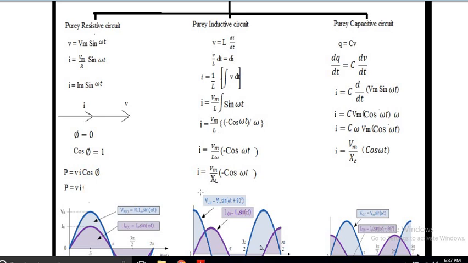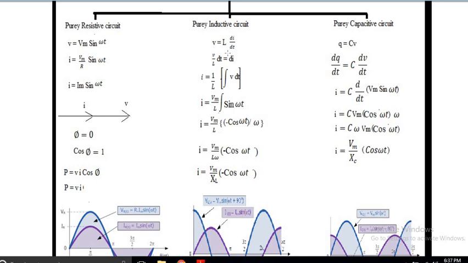The second one is what is called a purely inductive circuit. In purely inductive circuit, let us start with the basic principles. V is equal to L di by dt. You can take L to the left hand side, so it will be V by L dt is equal to di. Now if you integrate both these sides, you will be getting I is equal to 1 upon L, and it will be integration of V dt.